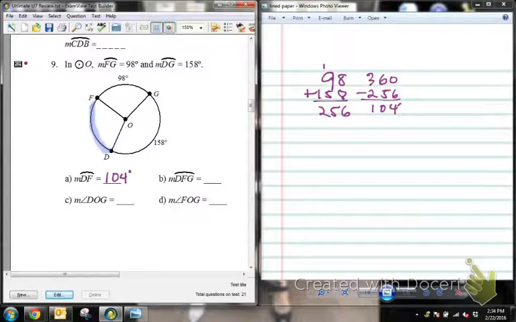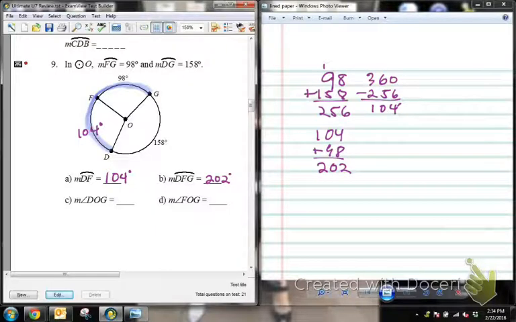Part B asks for the measure of arc DFG. DFG, now with 3 letters, is a major arc, so starting at D, going through F all the way to G. Now remember, we just solved for DF, that was 104 degrees. So all it is, is taking those 2 measurements, the 104 and the 98, adding those together. So 104 plus the 98, and you should get 202 degrees. So arc DFG is now 202 degrees.